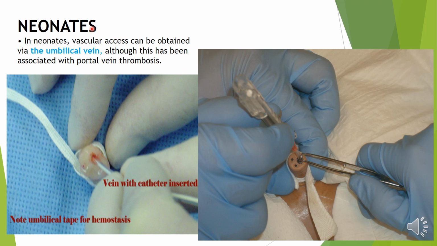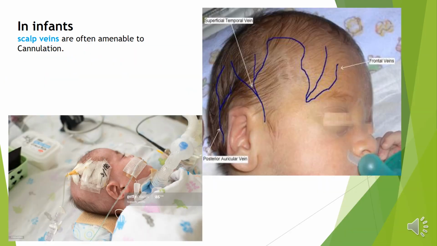In neonates, for vascular access, we can use a vein called the umbilical vein. This is the picture of the umbilical vein with the catheter in place. This is the umbilical vein, the procedure of catheter insertion. This large vessel with a large diameter is the umbilical vein. The other two vessels are umbilical arteries. This can be used in neonates for vein access.